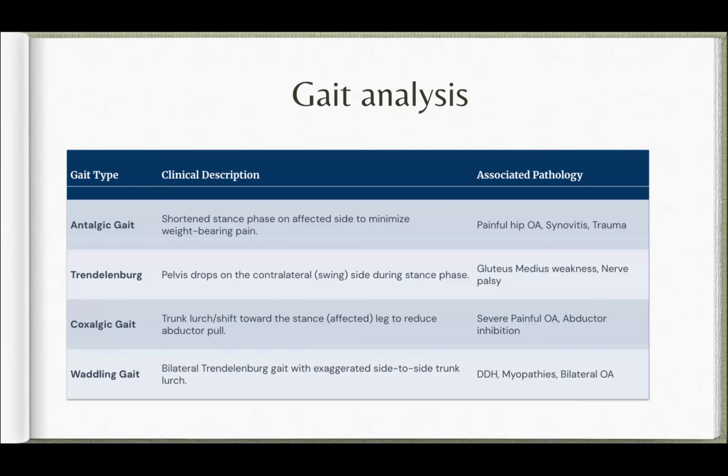Trendelenburg gait. In this gait, the pelvis drops on the contralateral swing side during the stance phase. It's generally seen in gluteus medius weakness and nerve palsy. Coxalgic gait is a trunk shift towards the affected stance side to reduce the abductor pull. It is generally seen in severe painful osteoarthritis and abductor inhibition. Waddling gait is a bilateral Trendelenburg gait with exaggerated side-to-side trunk lurch. It is generally seen in developmental dysplasia of the hip, myopathies, and bilateral osteoarthritis.